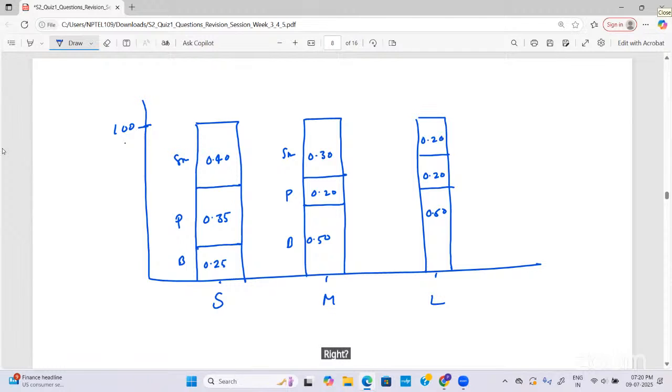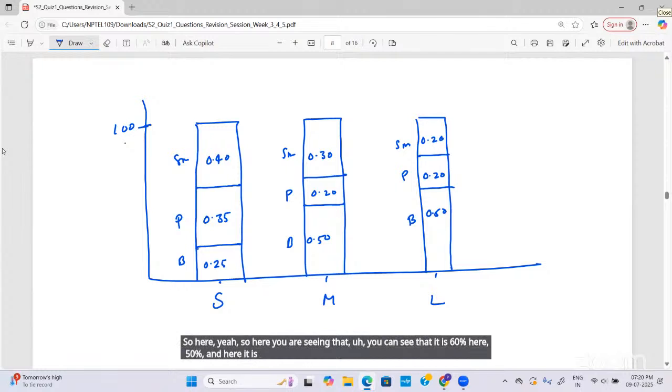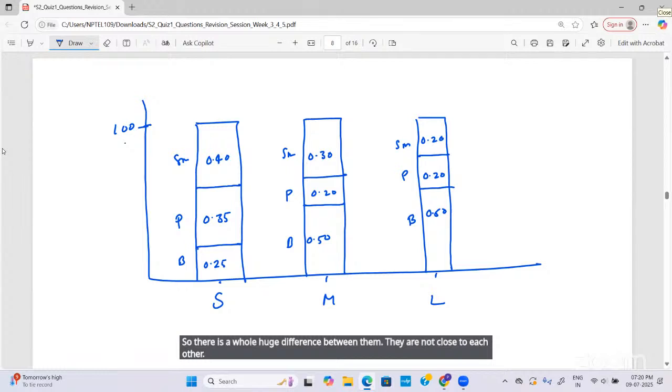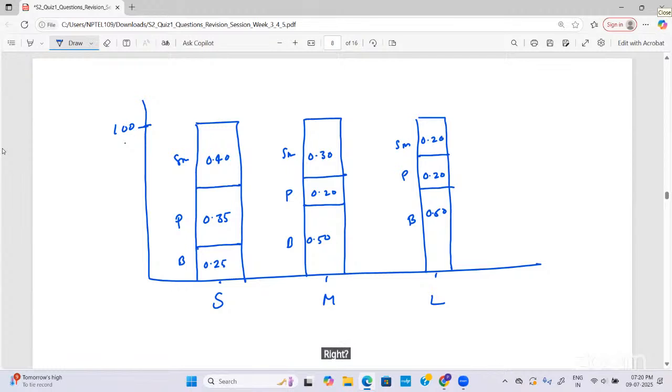Now you are feeling the difference, or you are saying the same proportion in all the small, medium, and large. Now you can feel this thing. Yes, ma'am, I can see the difference. So here you can see that it is 60%, here 50, and here it is only 25%. So there is a huge difference between them. They are not close to each other. Right? Now you can understand it? Yes, ma'am. Yes, thank you.